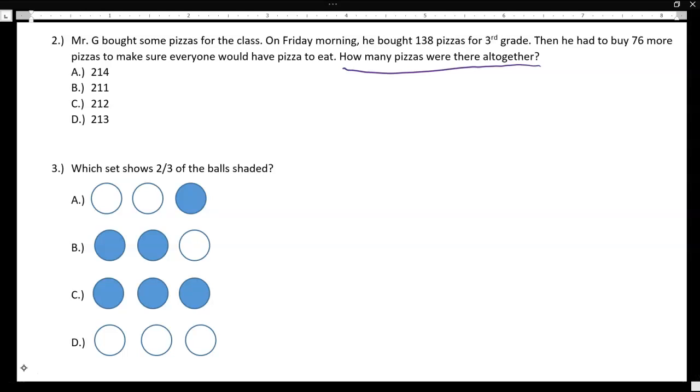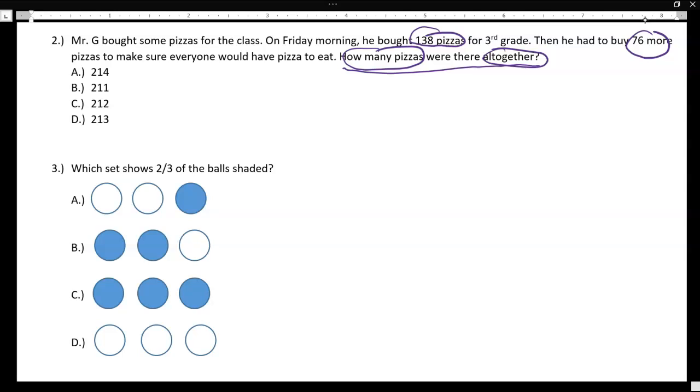Circle important information in the question. How many pizzas were there all together? Circle important information in the problem. Mr. G bought some pizzas for the class. On Friday morning, he bought 138 pizzas. Then he had to buy 76 more pizzas to make sure everyone had pizza to eat.